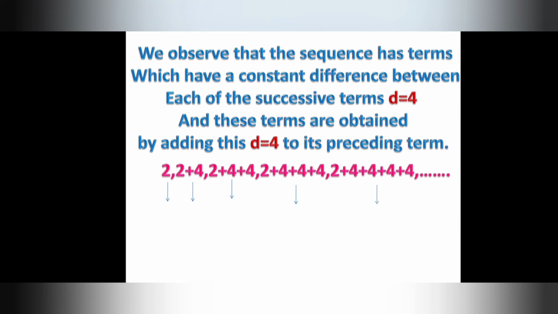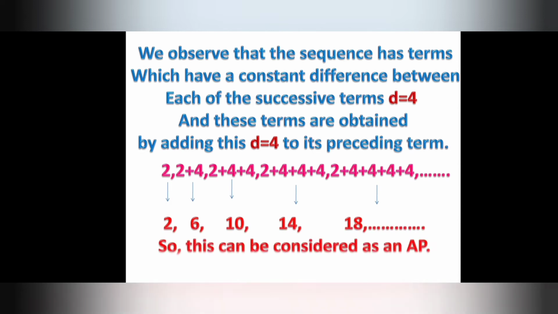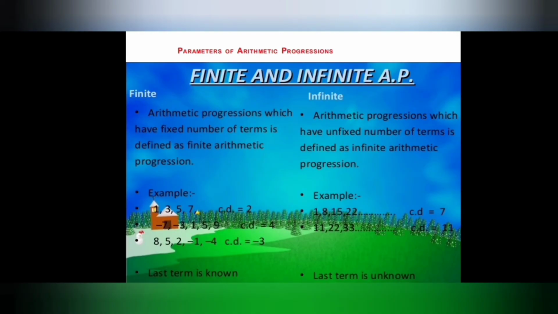So in this way we have 2 as the first term, 6 as the second term, 10 as the third term, and so on. So we can consider this sequence as an AP. Similarly, students, you can give some more examples that we use in maths as examples of arithmetic progression, such as even numbers and odd numbers, and the types of arithmetic progressions, finite and infinite.